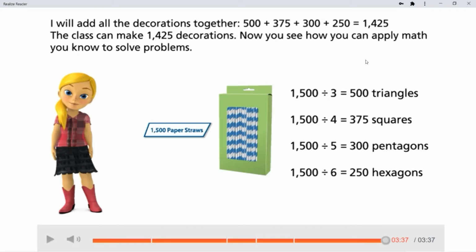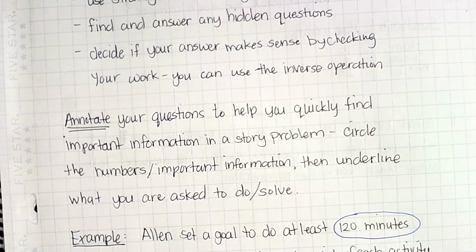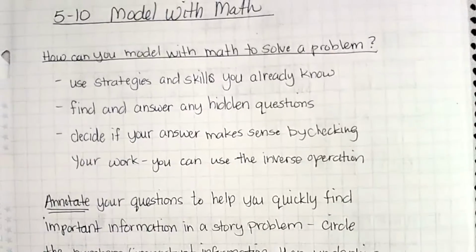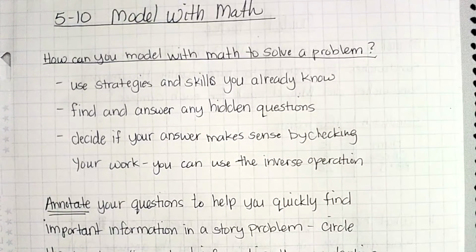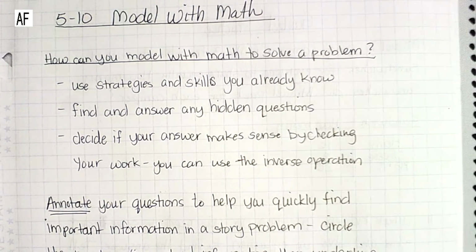All right, so now that we've gone through our short lesson video, let's go ahead and get into our notes and talk about these different ways that we can model with math. Now, one of the first things we want to keep in mind is, how do we do that? How do we model with math? What sort of things can we use to help us figure out the right way to do something?